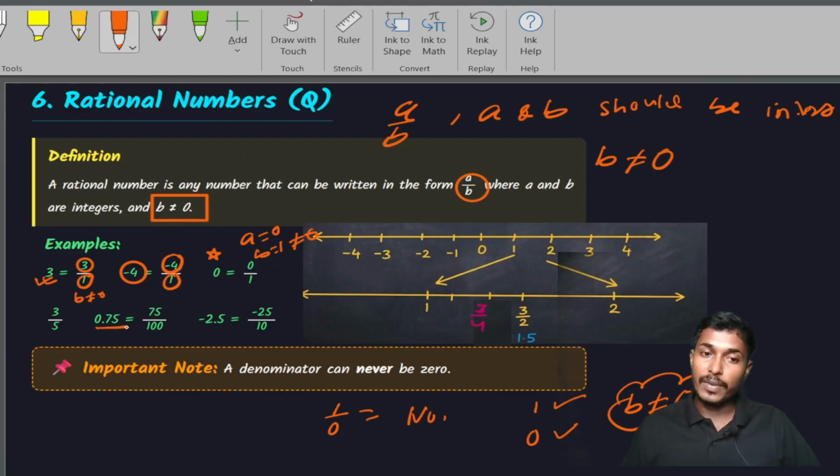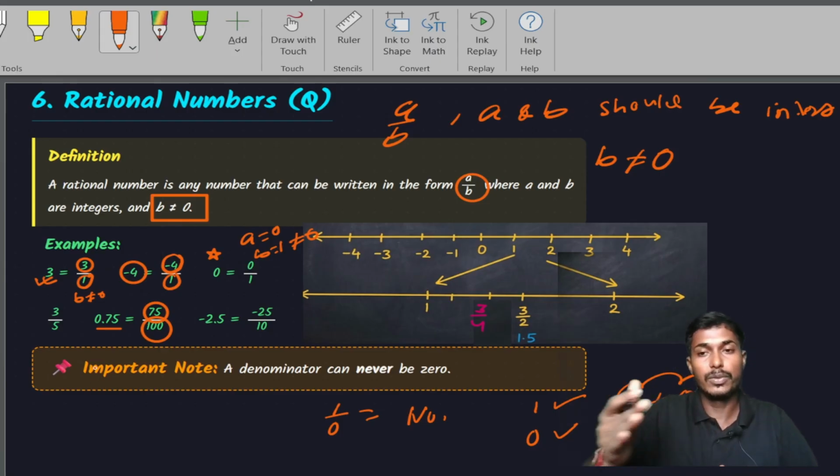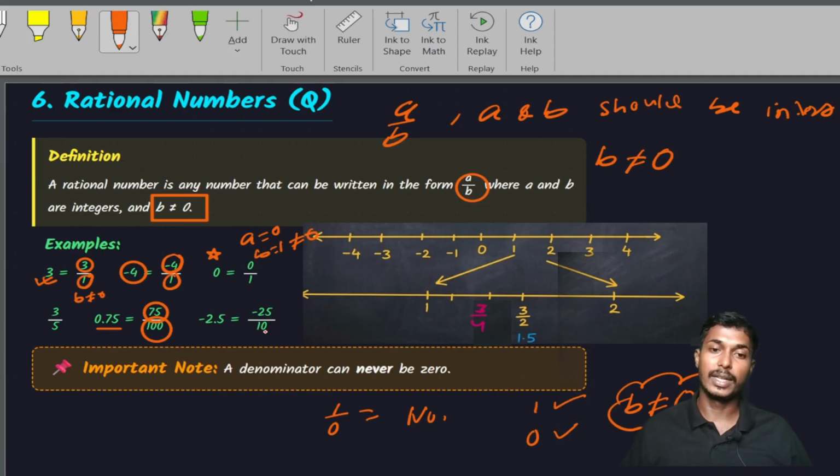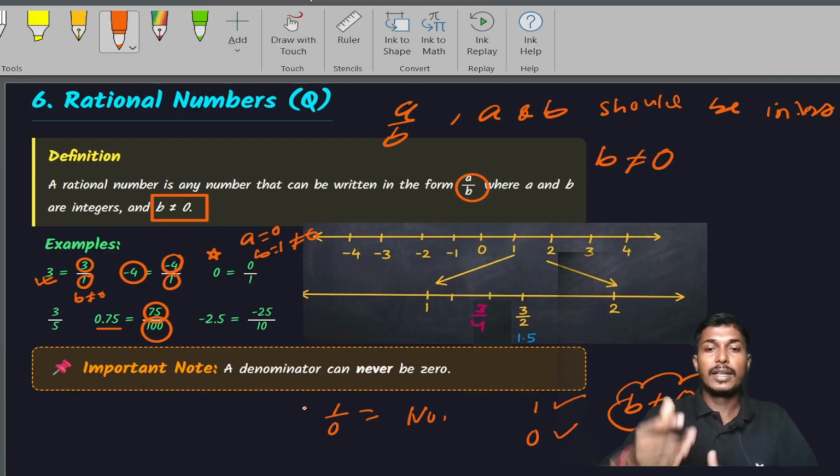Now, is 0.75 a rational number? Of course, this is a rational number because it can be written as 75 by 100. This is a part of decimals which we are going to study in the upcoming chapters. Is -2.5 a rational number? Of course, -2.5 can be written as -25 by 10, where a becomes -25 and b becomes 10. So both a and b are integers, and b is not equal to 0, so it's a rational number.